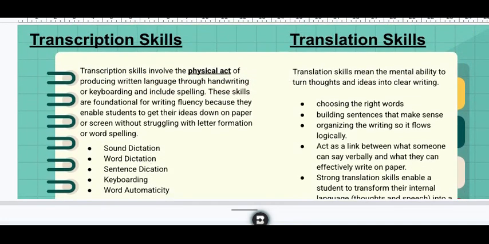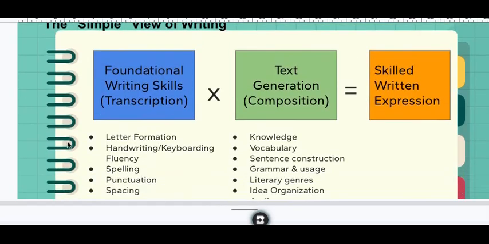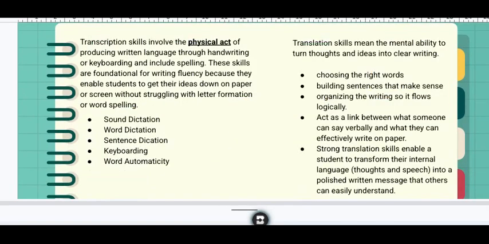We have transcription and translation skills. Transcription skills involve the physical act of producing written language through handwriting or keyboarding, and that also includes your spelling, right? These are those foundational skills that we talked about when we took a look over here at the simple view of writing. Some of the ways you can support your students with these skills are through sound dictation, word dictation activities, sentence dictation activities. These are really components that should be embedded within your small group instruction and your tier 1 structured literacy practices.